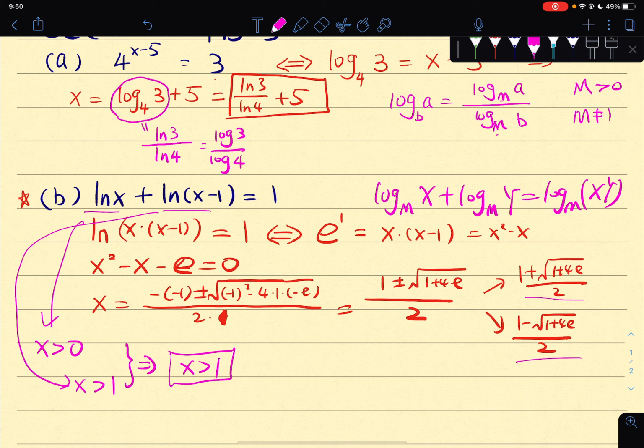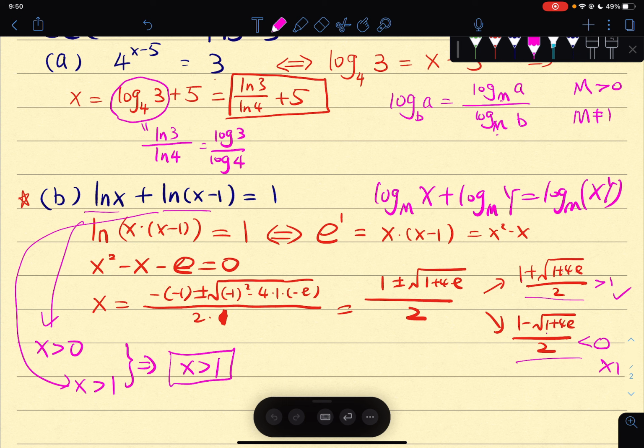If you look at those two expressions, the first expression is 1 plus something greater than 1, over 2. So this is greater than 1. That's good. This one is 1 minus something greater than 1. This is actually less than 0. It doesn't work. So your only answer for this problem, as a matter of fact, is simply this: 1 plus square root of 1 plus 4e, divided by 2.